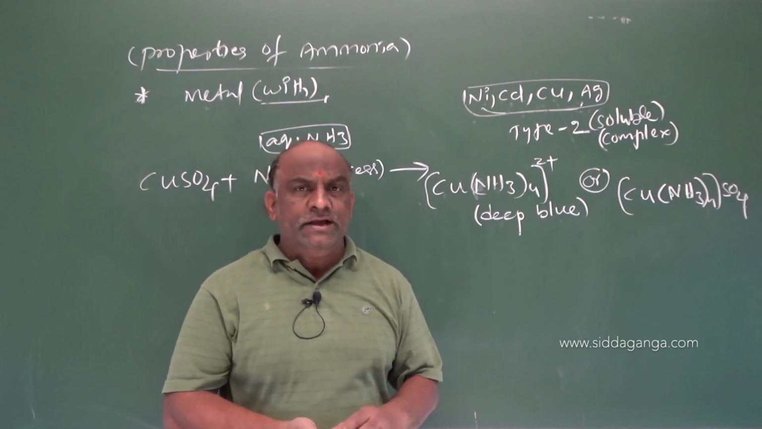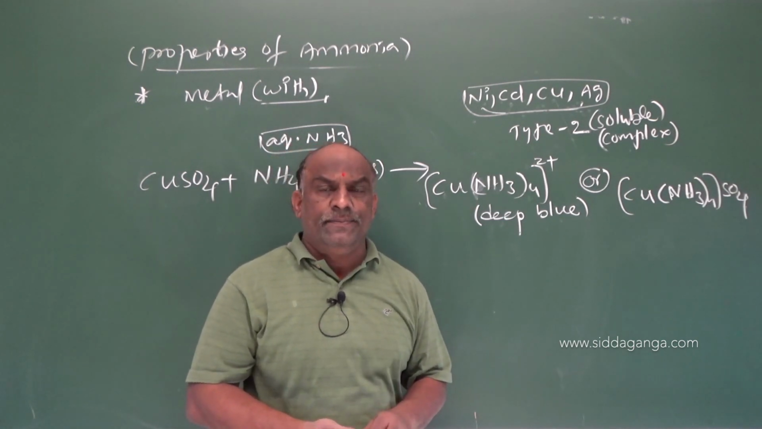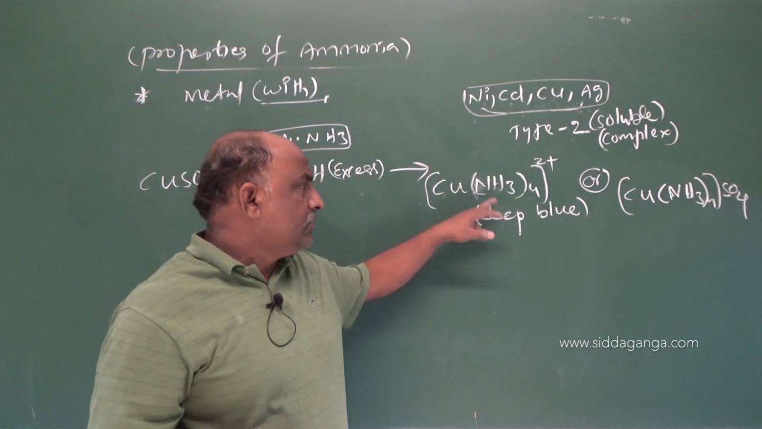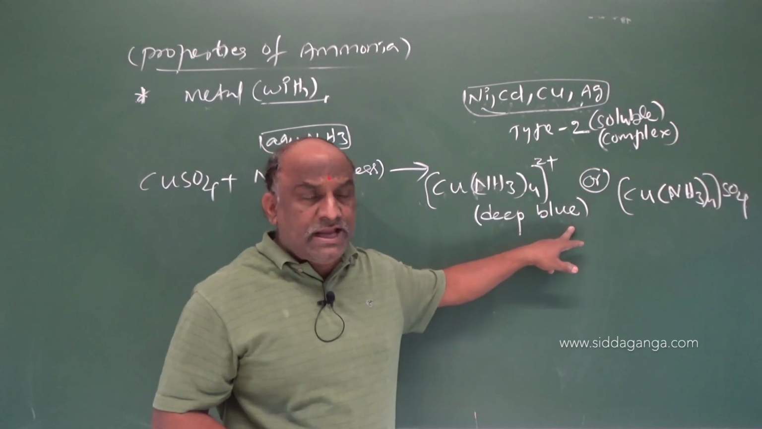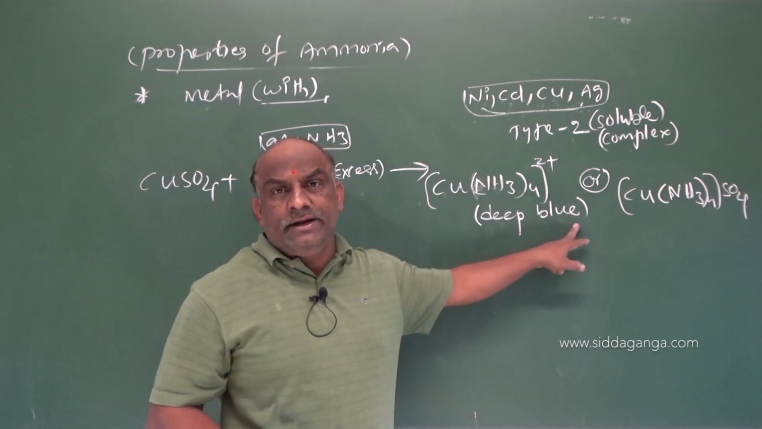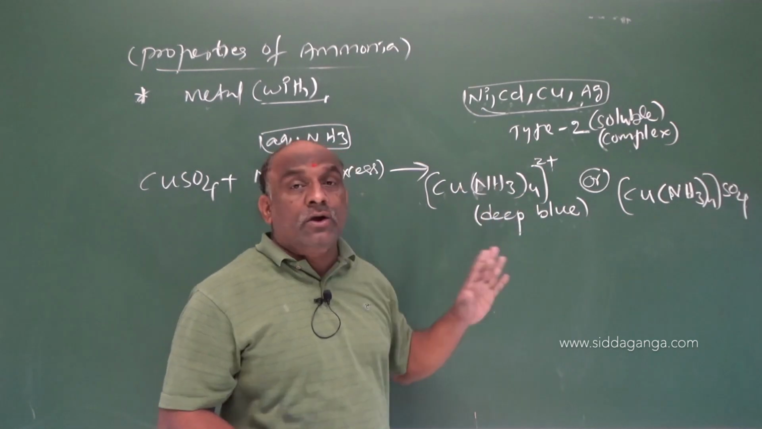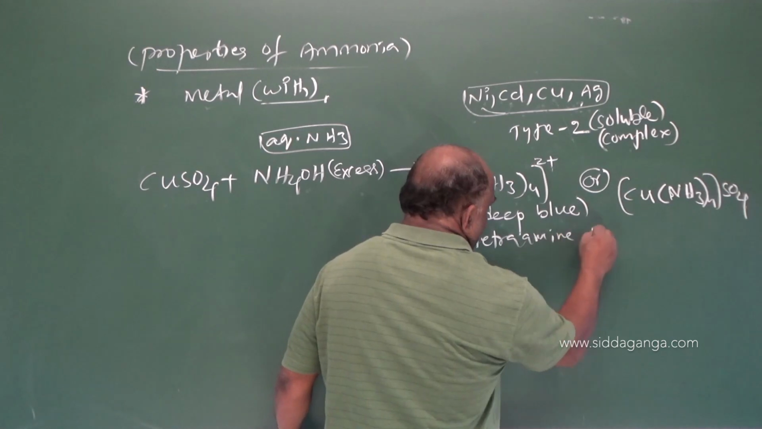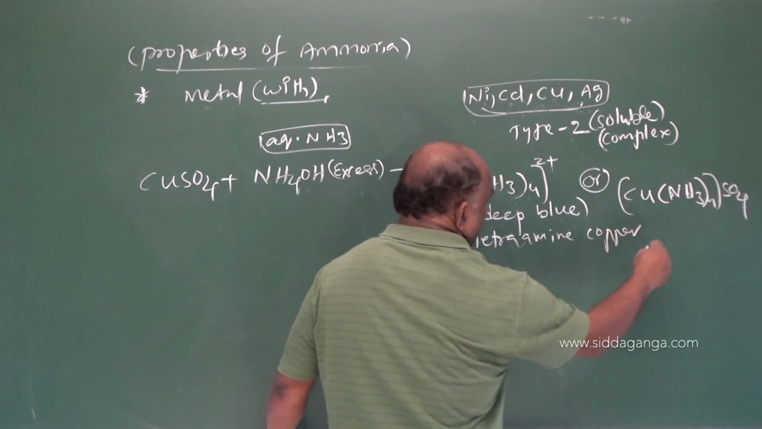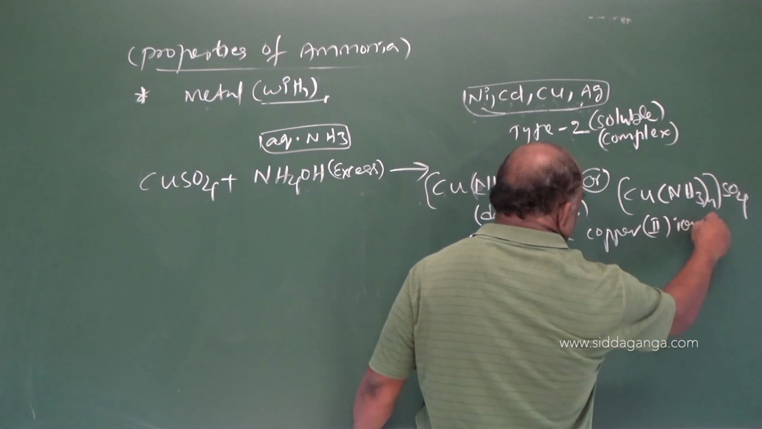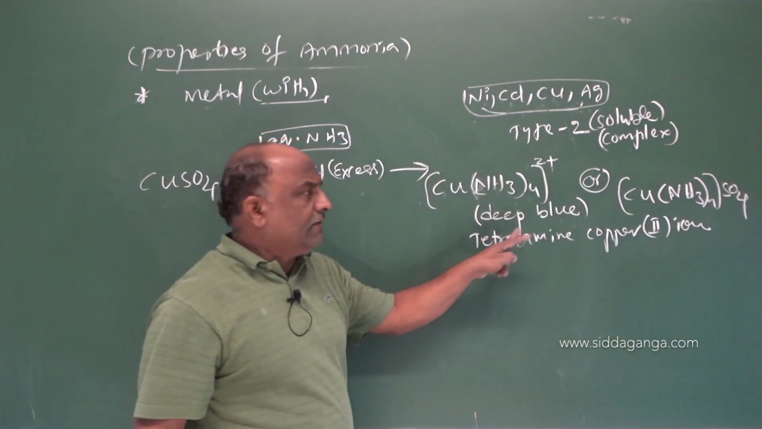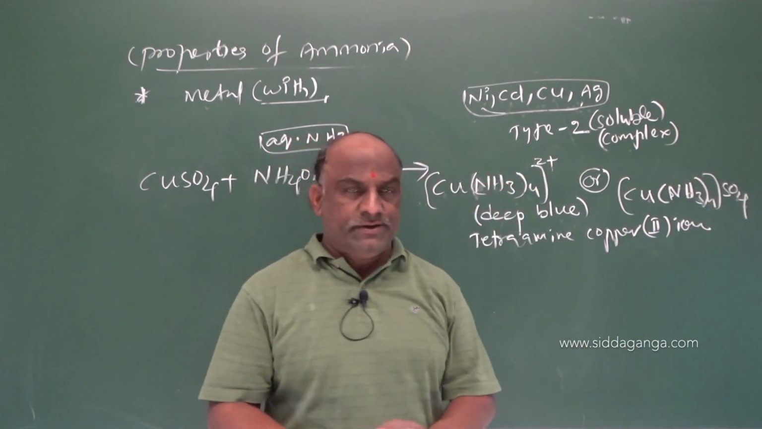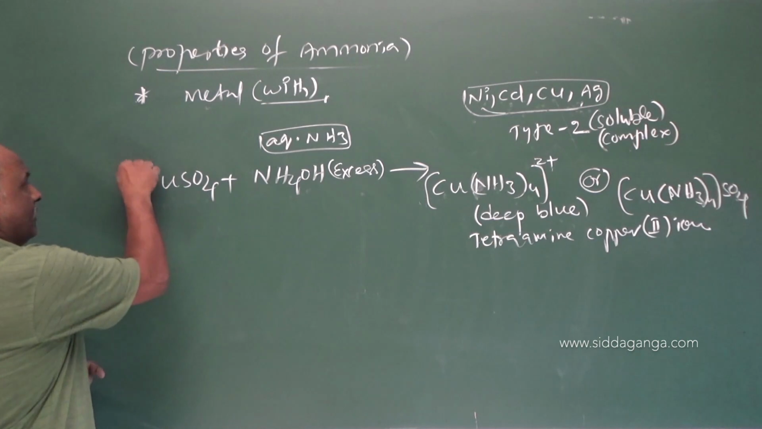Identification of cations and identification of anions from a given salt. While doing the systematic procedure, you will get an idea about this. So it is the test for ammonia, this reaction. We will get deep blue color, and this compound is called a complex compound. So the name is tetraamine copper 2 ion, or this compound is called tetraamine copper 2 sulfate, because SO4 is called sulfate. So this reaction is a very important reaction.